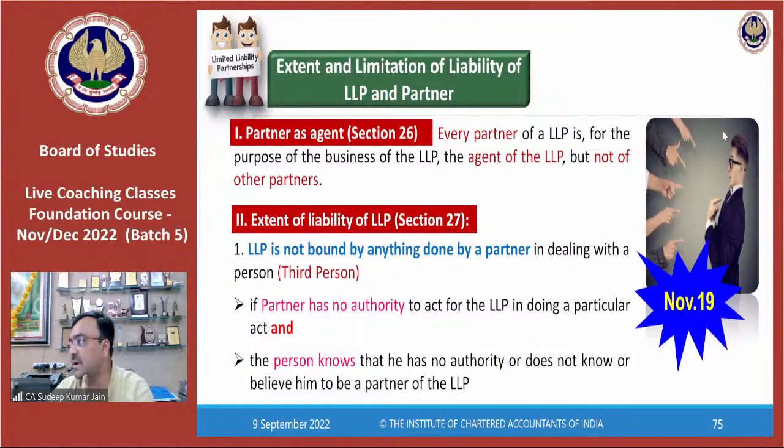एकता is asking, sir, अगर एक पार्टनर कोई मिस्टेक करता है तो उसके लिए एलएलपी को पनिश किया जाएगा in form of penalty, then which partner will pay? I think this problem will be discussed in the next hour.